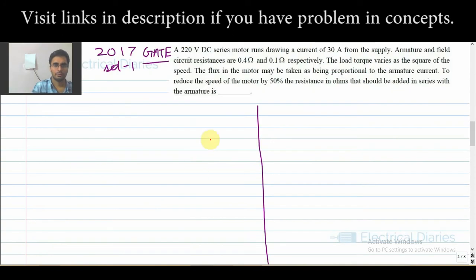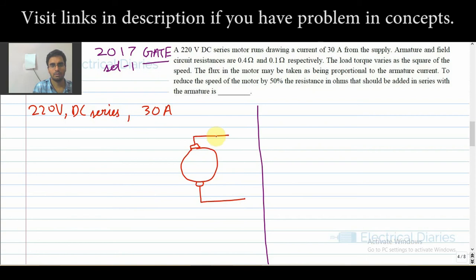Okay, let us start with this question. It says a 220 volt DC series motor drawing a current of 30 amps. So let me draw it for better understanding, DC series motor. It is given that it is drawing a current of 30 amps. Next, it is given armature and field circuit resistances. So RA is given as 0.4, and the field is given to us as 0.1 ohm.